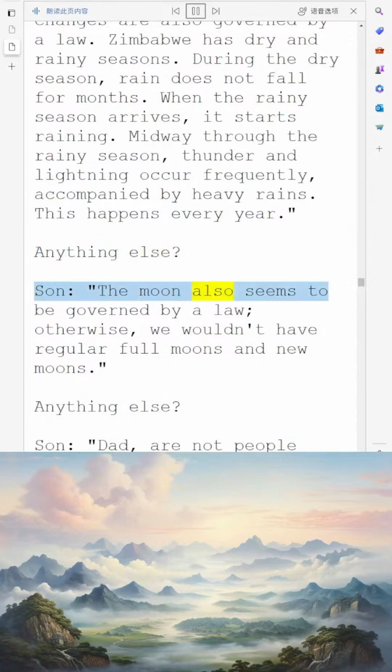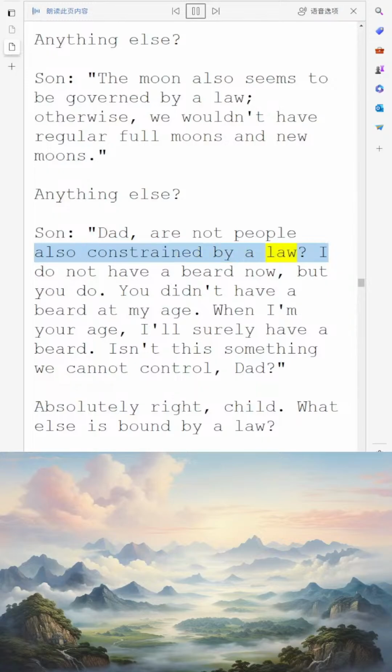Son: The moon also seems to be governed by a law. Otherwise, we wouldn't have regular full moons and new moons. Anything else? Son: Dad, are not people also constrained by a law? I do not have a beard now, but you do. You didn't have a beard at my age. When I'm your age, I'll surely have a beard. Isn't this something we cannot control, Dad? Absolutely right, child. What else is bound by a law?